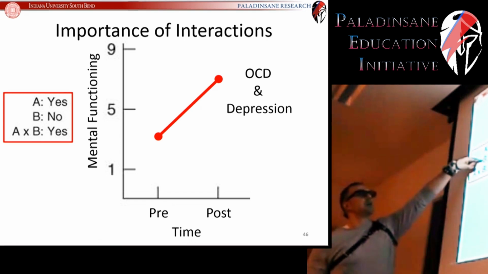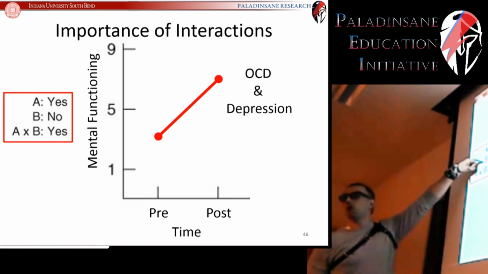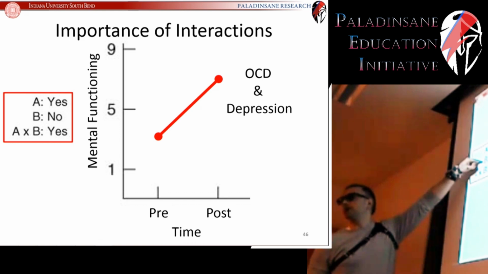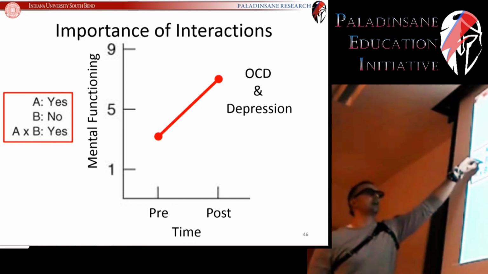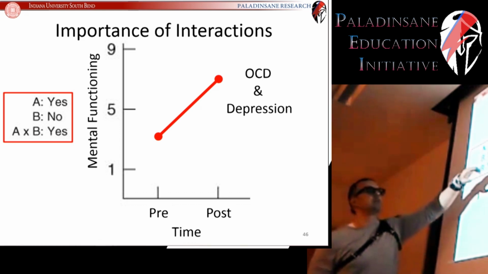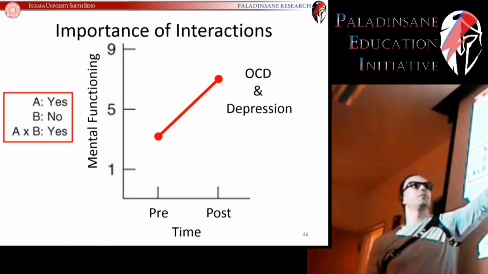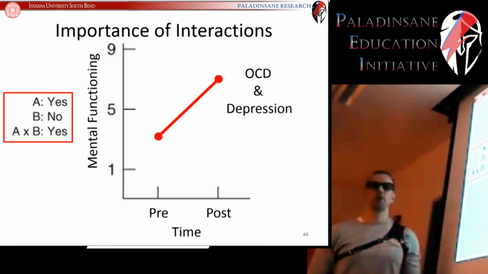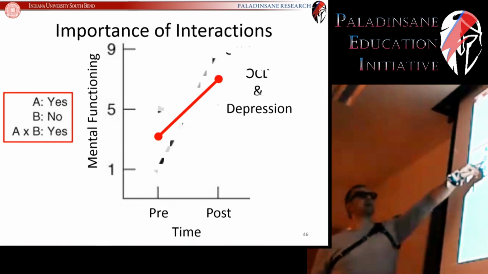If you then take a look at B over here and you say, oh great, there's no difference between OCD and depression levels of mental functioning, you would be tempted to say, yeah, this is for both of them. I have a drug now that's great for both. Where did this come from?